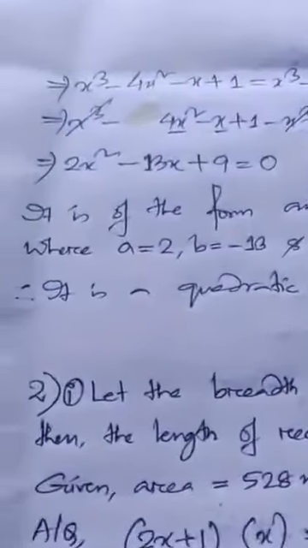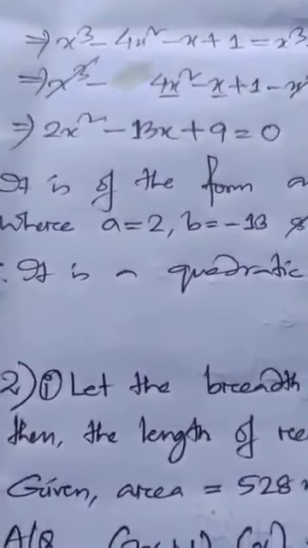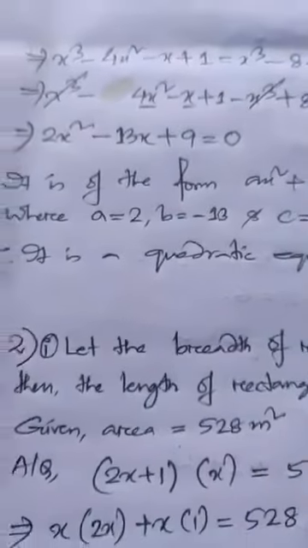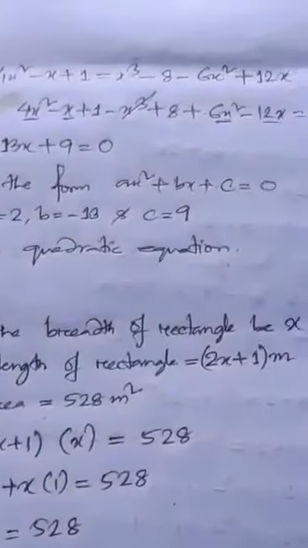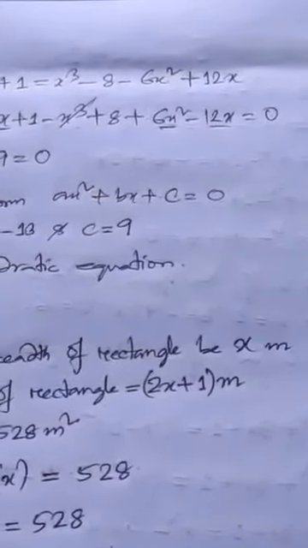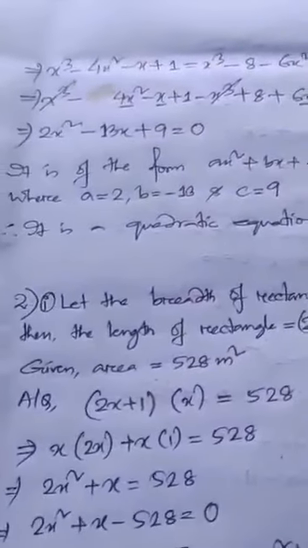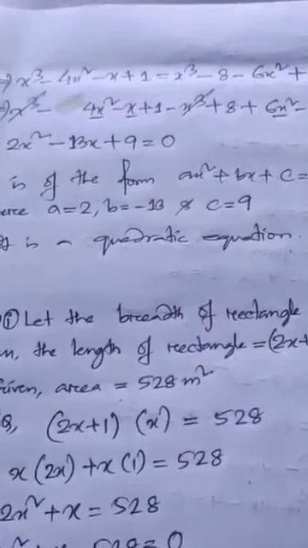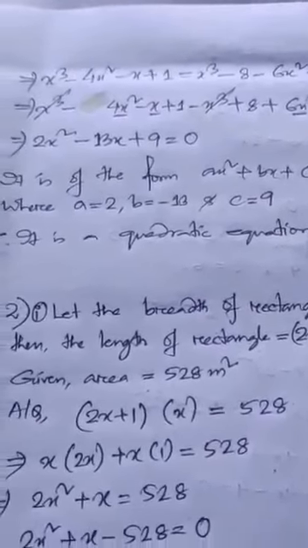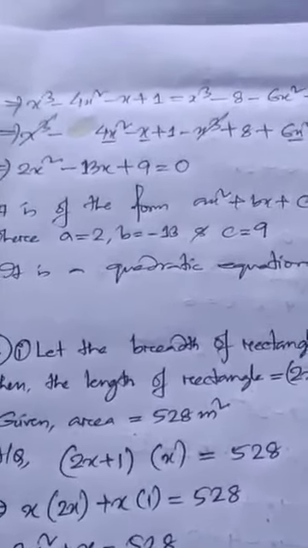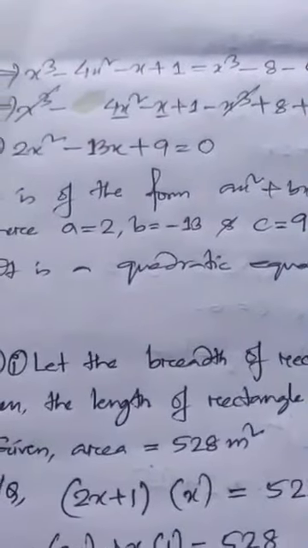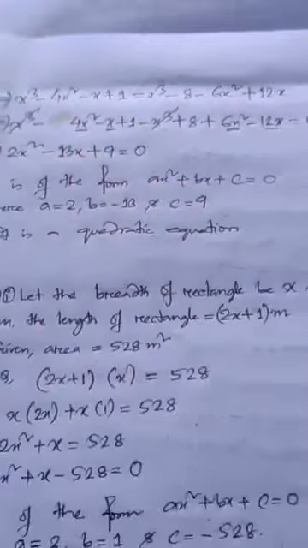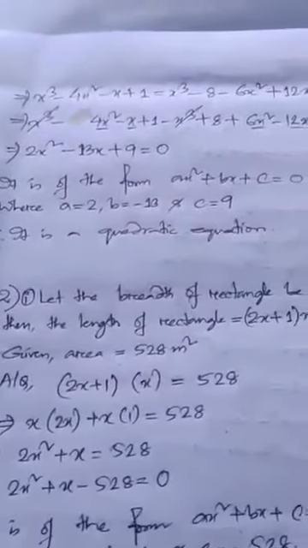Here if we see this final equation, we can see that the highest power is 2 and a is not 0. So yes, it is of the form ax square plus bx plus c equal to 0, where a equal to 2, b equal to minus 13 and c equal to 9. Therefore, it is a quadratic equation. Okay.